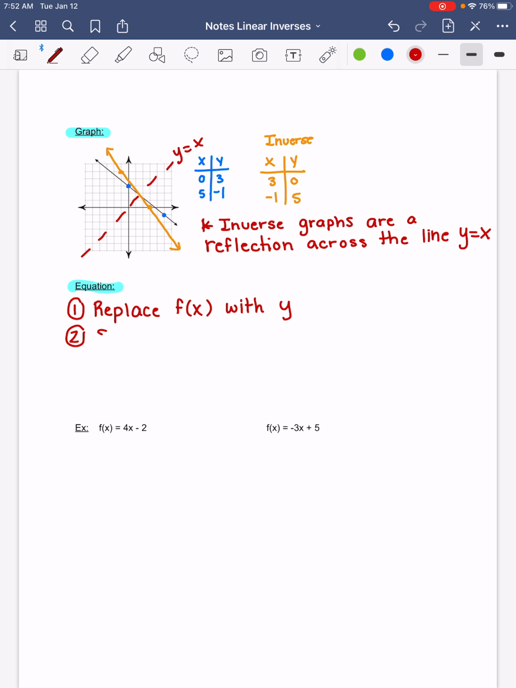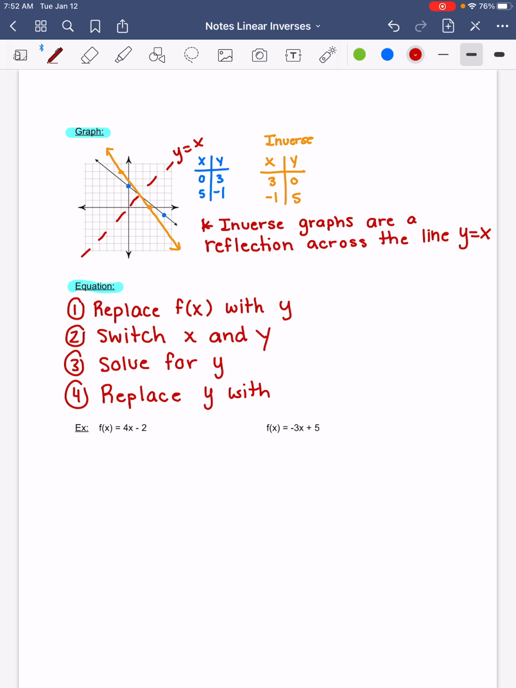Step 2, you're going to go ahead and switch x and y. Just like we've done for all of our inverses, we just switch x and y. Step 3, you're going to go ahead and solve for y. And the last step is to go ahead and replace y with the inverse notation, which looks like f to the power of negative 1, but the way that we say it out loud is we say f inverse.